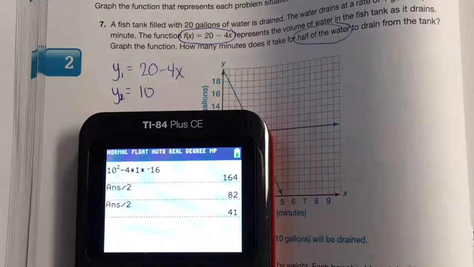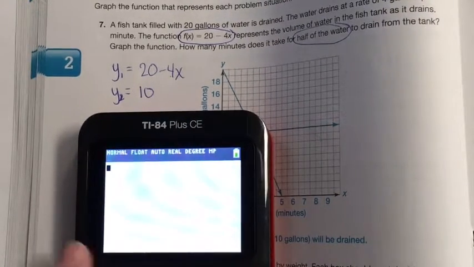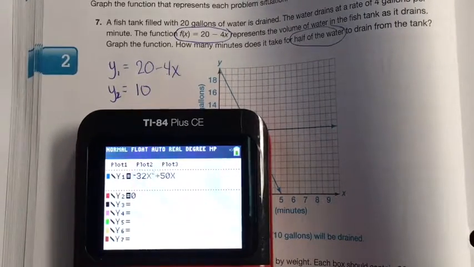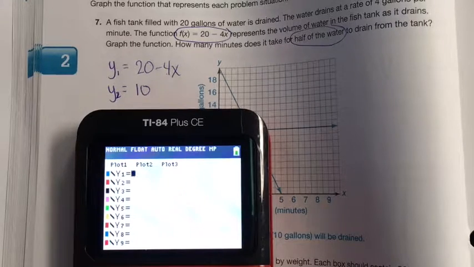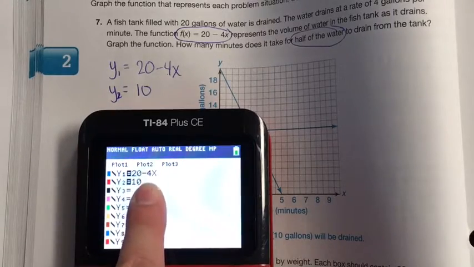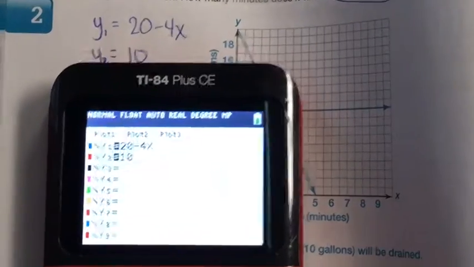So these are the directions for the TI 82, 83, or 84. First you go to y equals, and you're going to type those two equations in. So 20 minus 4x and 10. Make sure it's an actual minus in between and not like a negative.